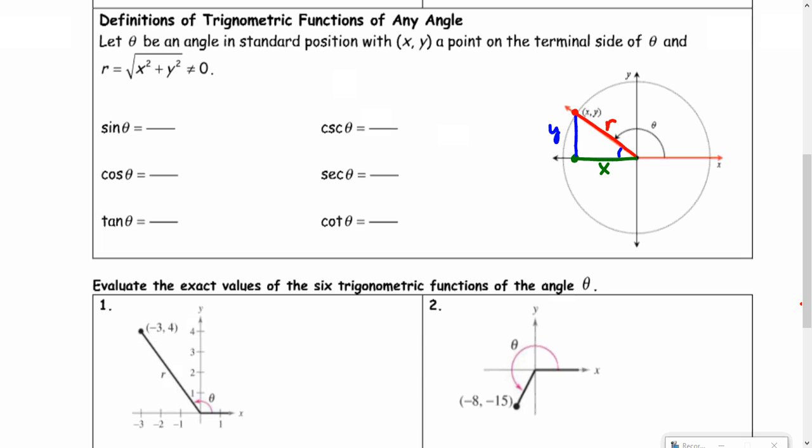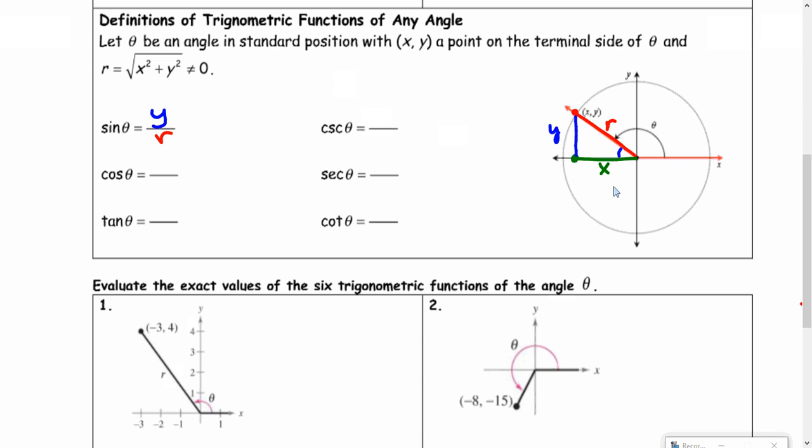So using my ratios over here, the sine was the opposite over the hypotenuse. So the opposite would be y, and the hypotenuse would be the radius. So the sine is now going to be y over r instead of opposite over hypotenuse. It's the exact same thing as opposite over hypotenuse, unless y happens to be negative, okay?